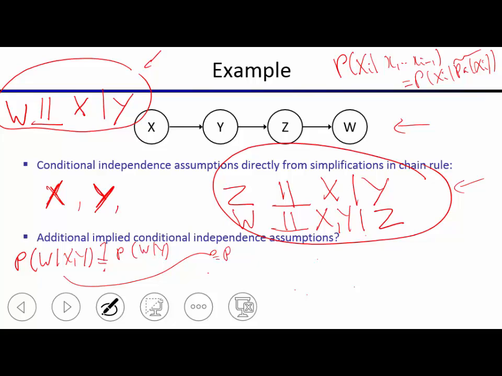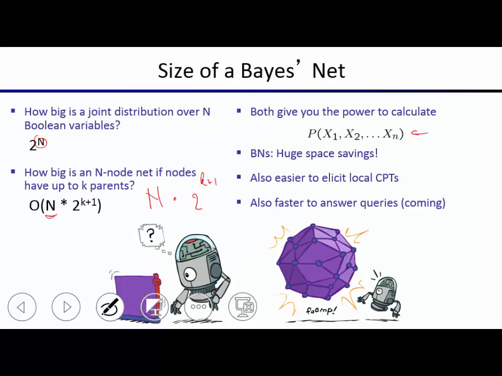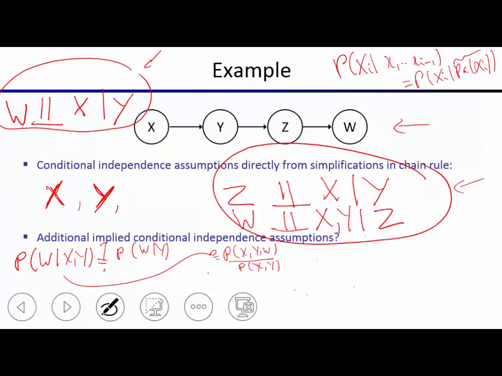That's equal to the joint between x, y, and w divided by the probability of x and y. Okay. What can we do next? Well, we somehow want to use the fact that this distribution is not just an arbitrary distribution, but one defined by this Bayes net. So we need to insert that assumption in here. So we're going to work that into our derivation here.